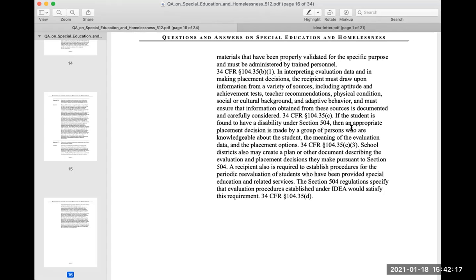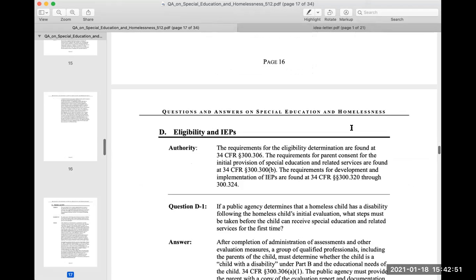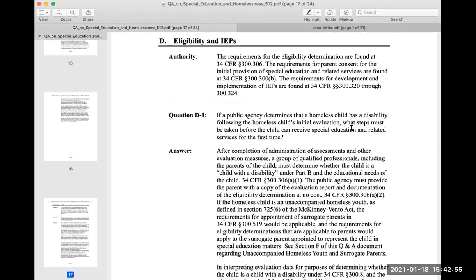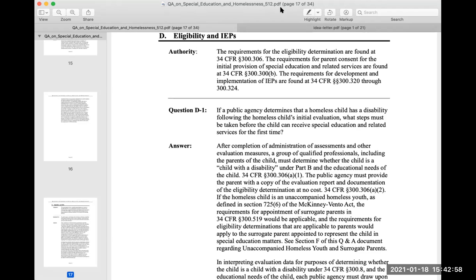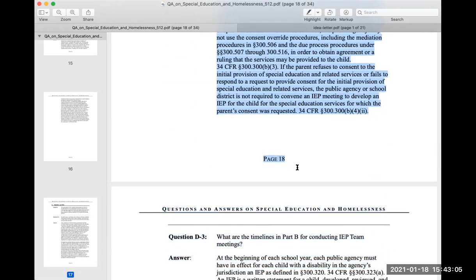D. Eligibility and IEP authority. Question D1, answer. The requirements for the eligibility determination are found at 34 CFR paragraph 300.306. The requirements for parent consent for the initial provision of special education and related services are found at 34 CFR paragraph 300.300(b). The requirements for development and implementation of IEPs are found at 34 CFR paragraph 300.320 through 300.324. If a public agency determines that a homeless child has a disability following the homeless child's initial evaluation, what steps must be taken before the child can receive special education and related services for the first time?